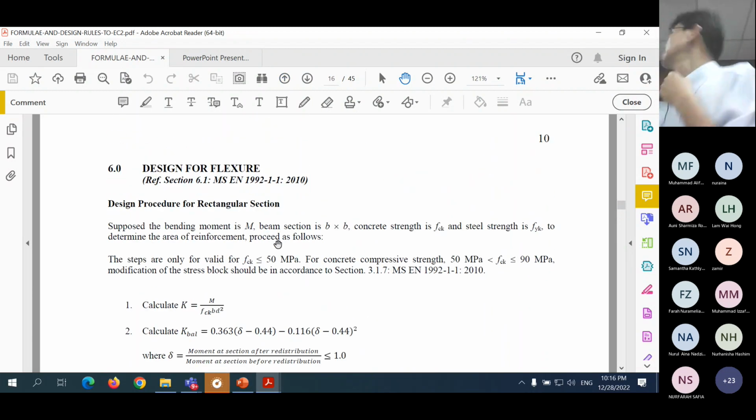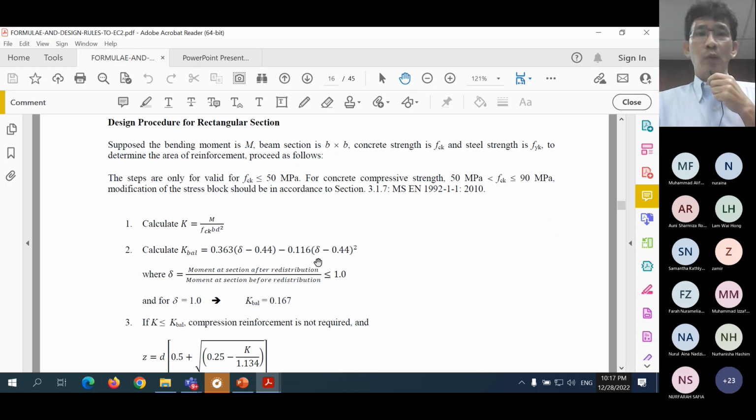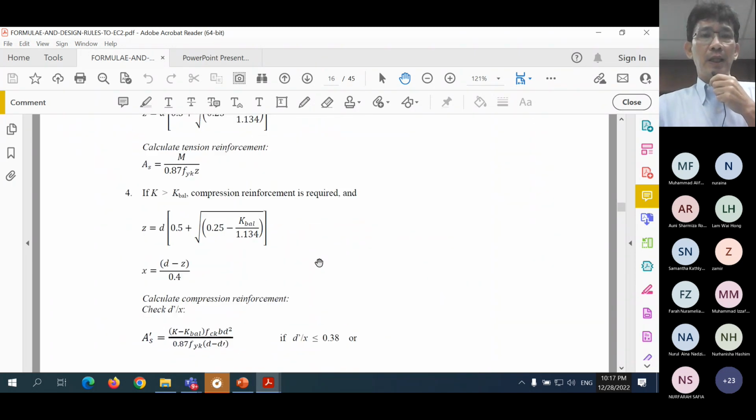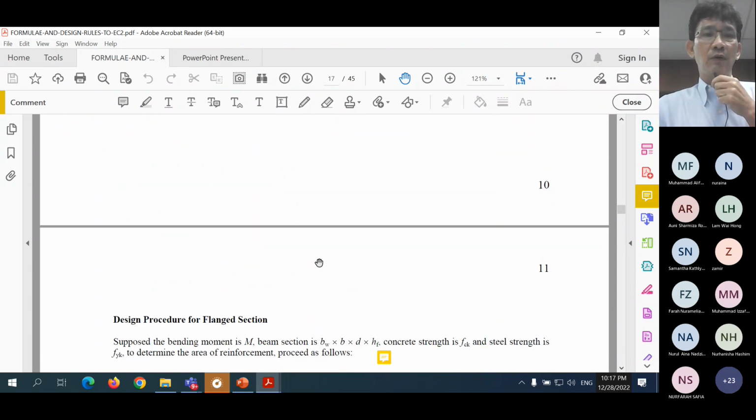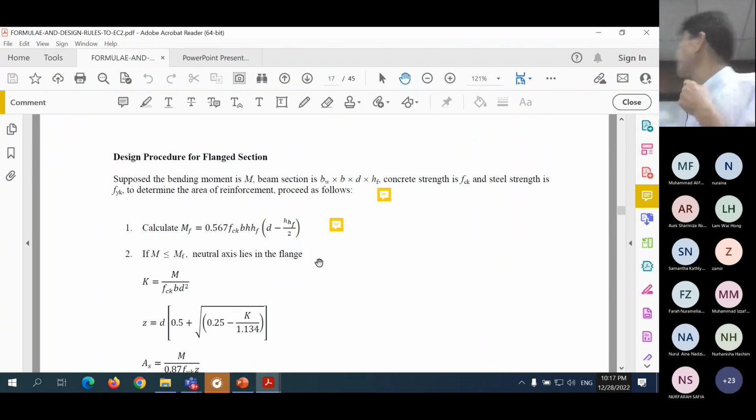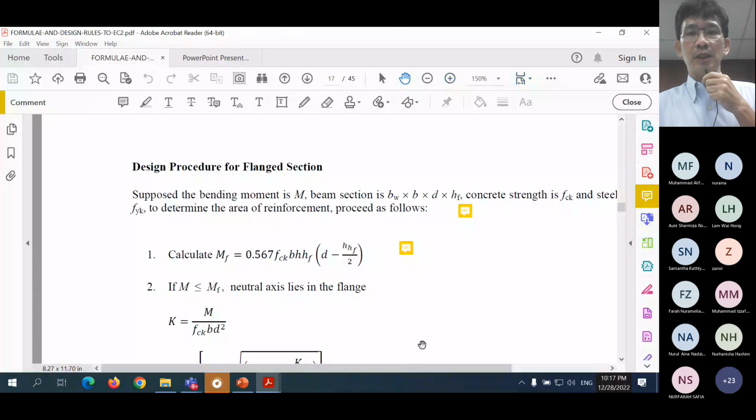This one is design. Consider the flange beam in this design formula book, under section number 6, design for flexural. Design for flexural starts with rectangular sections. These are the ones that we have covered. And then you have design for flange sections, after design for rectangular sections.